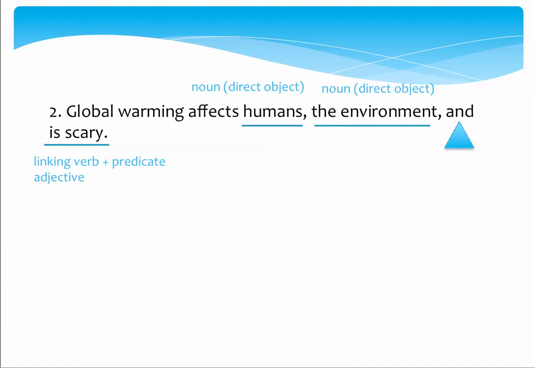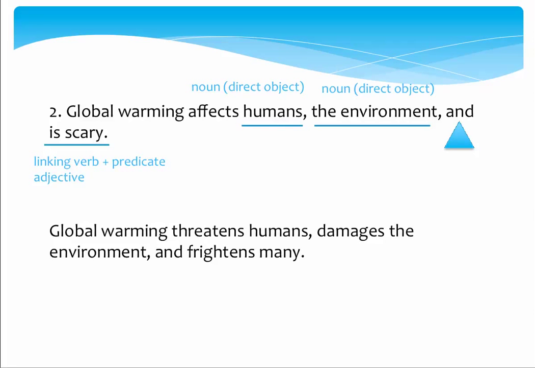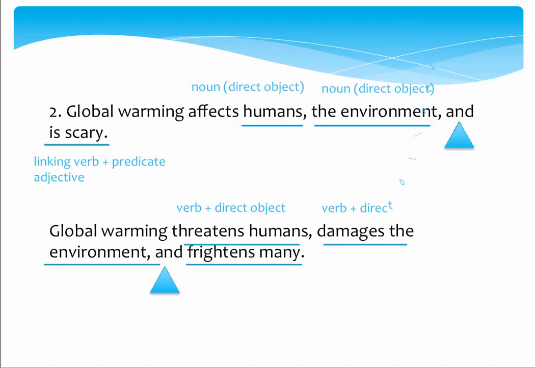Again, multiple options. What I've chosen to do is to create verbs, action verbs, and direct objects. So you have to do a little bit more creative thinking with some of your sentences. So there's our and. What's it joining? Threatens humans, damages the environment, and frightens many. Let's double check this is parallel. Threatens humans, I have a verb and a direct object. Damages the environment is a verb plus a direct object. And frightens many is a verb plus a direct object. All three elements are the same. I have parallel structure.